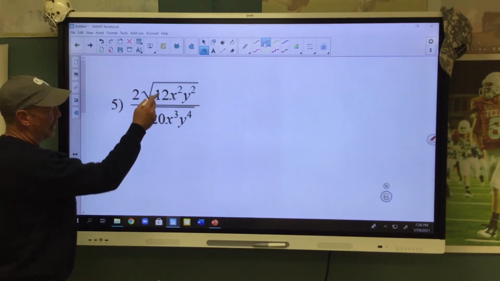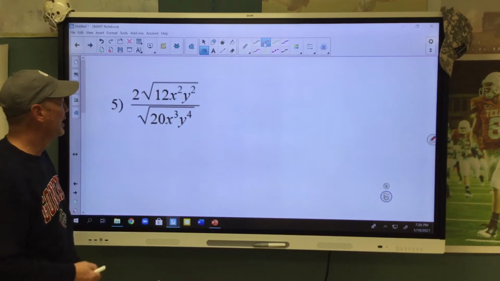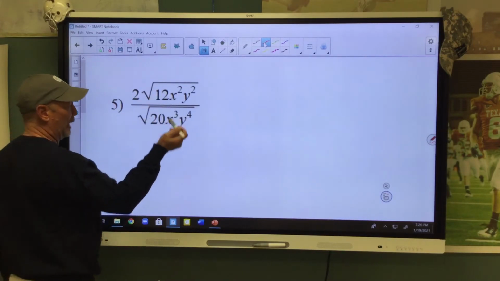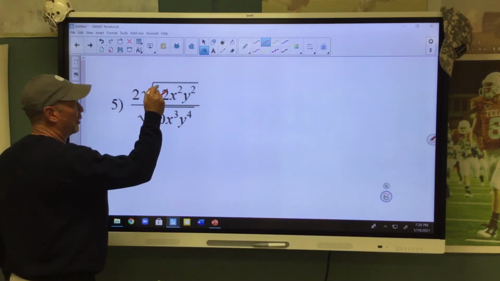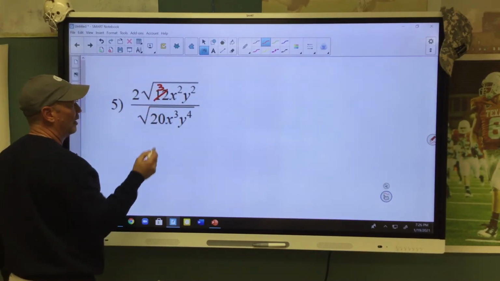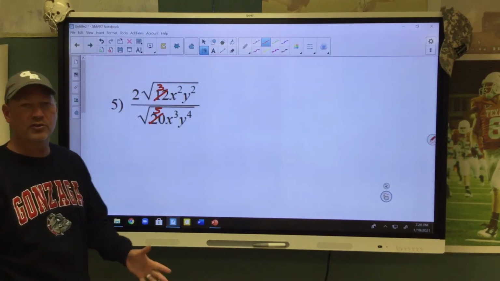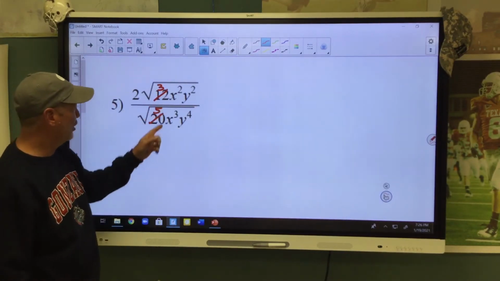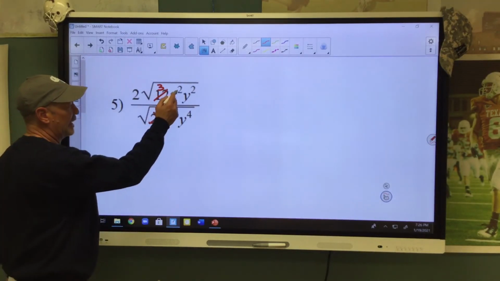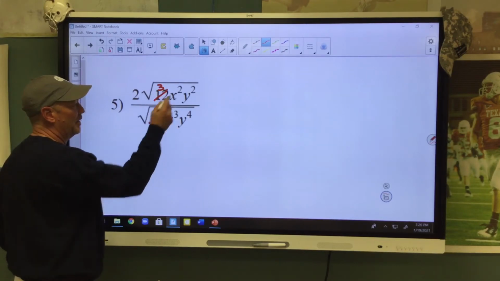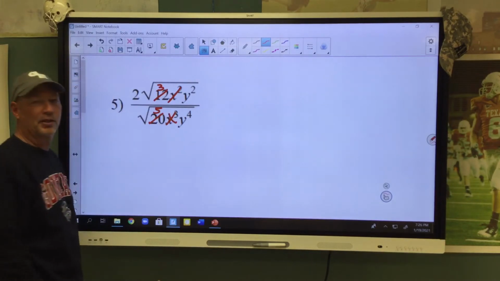What do you have inside? I have a 12 and a 2. We're going to reduce. The number 4 goes in here 3 times. 4 goes in here 5 times. All right, so we've reduced the numbers. Look at your exponents. Look at your variables. Look at the x's. X to the second over x to the third. This is going to reduce to x to the first power at the bottom in the denominator.